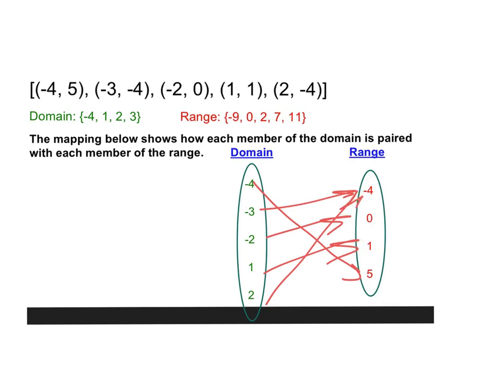Can't be one-to-one. It's onto. Do they all get used? Yes. Yes. Therefore, this is an onto function because all the range gets used.